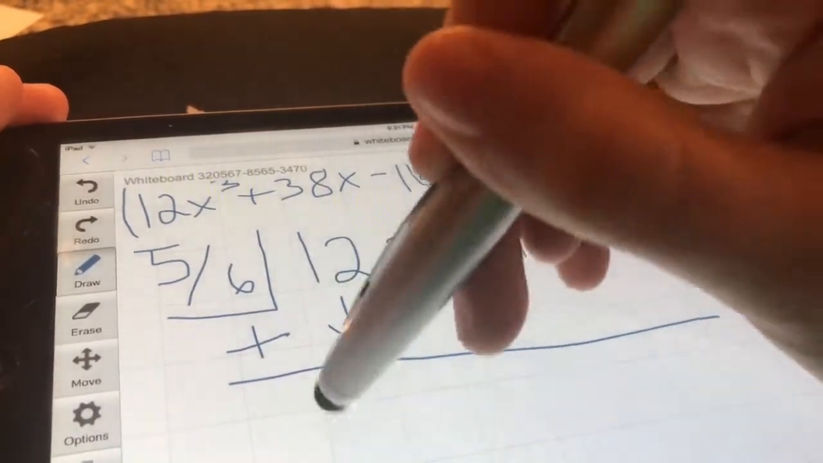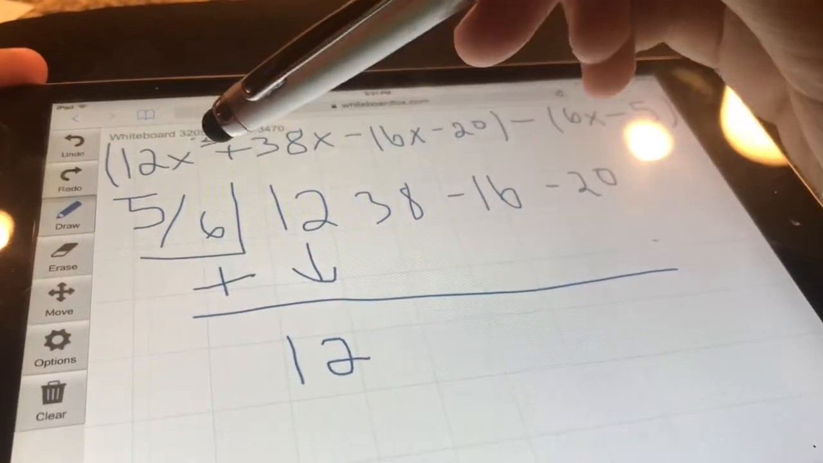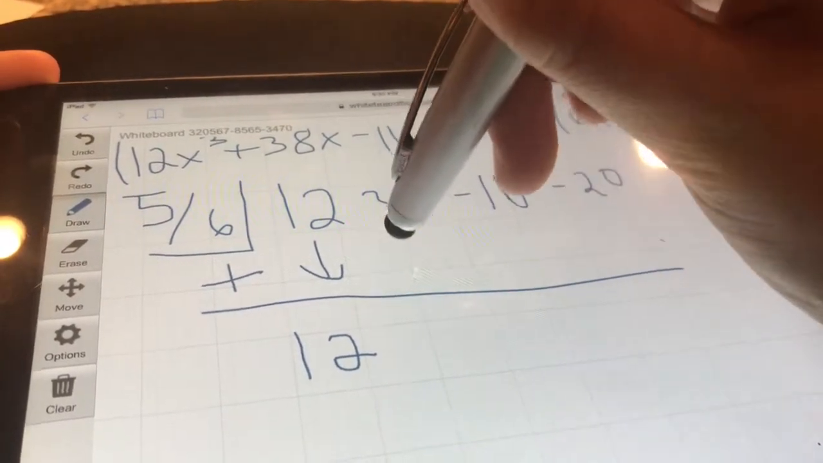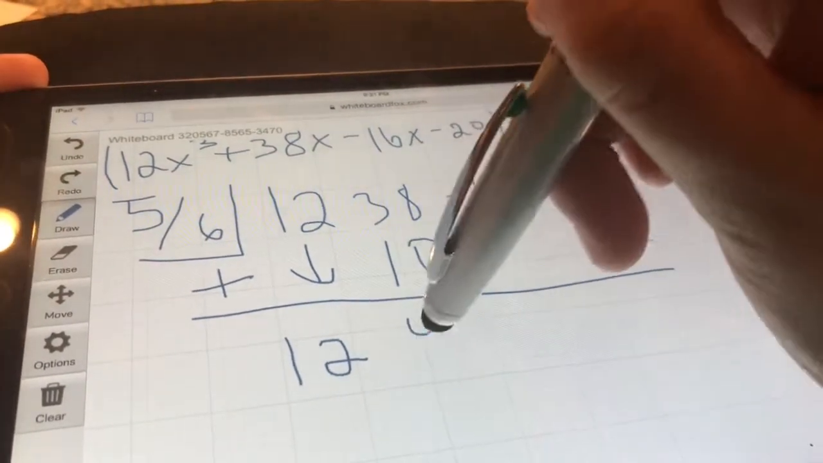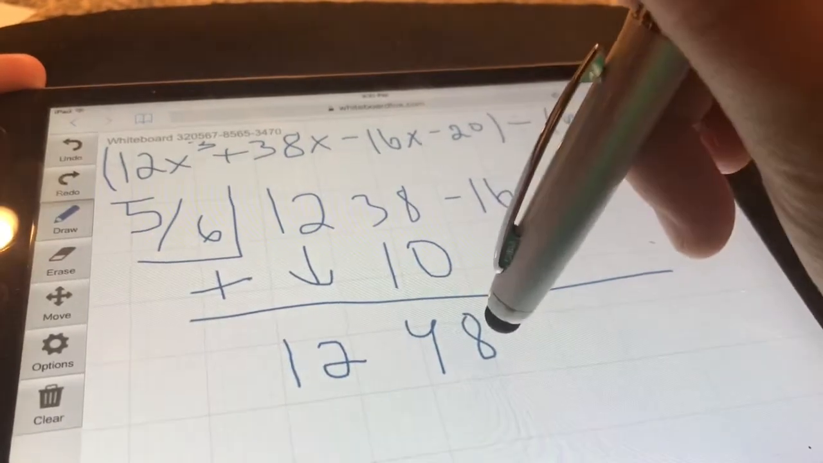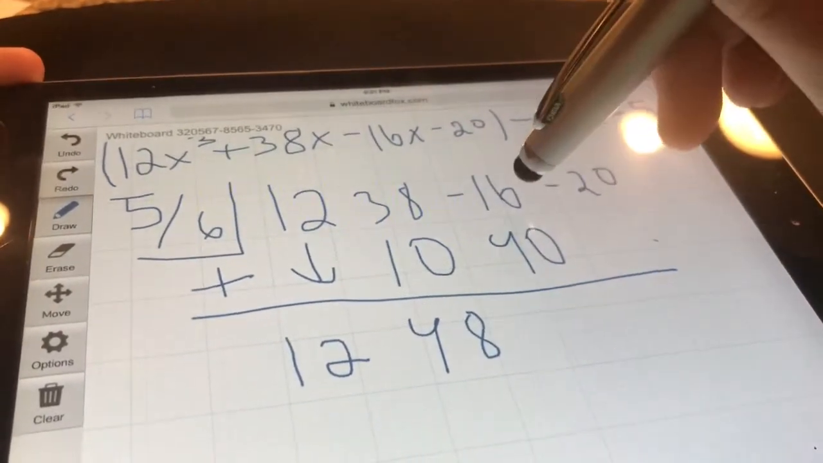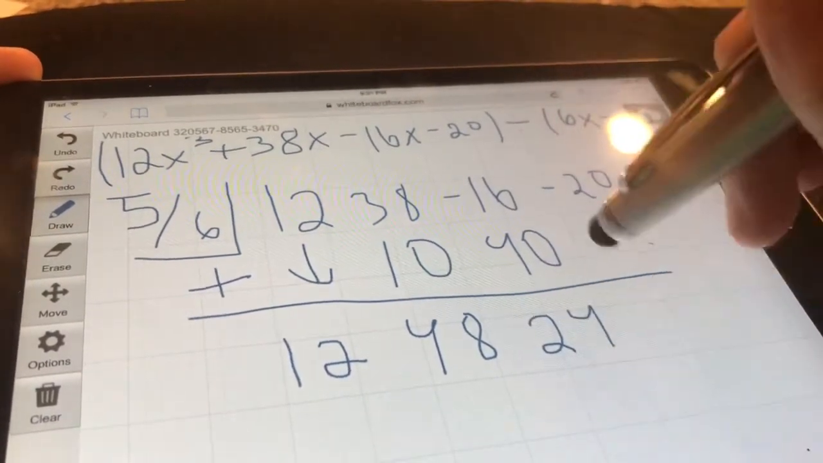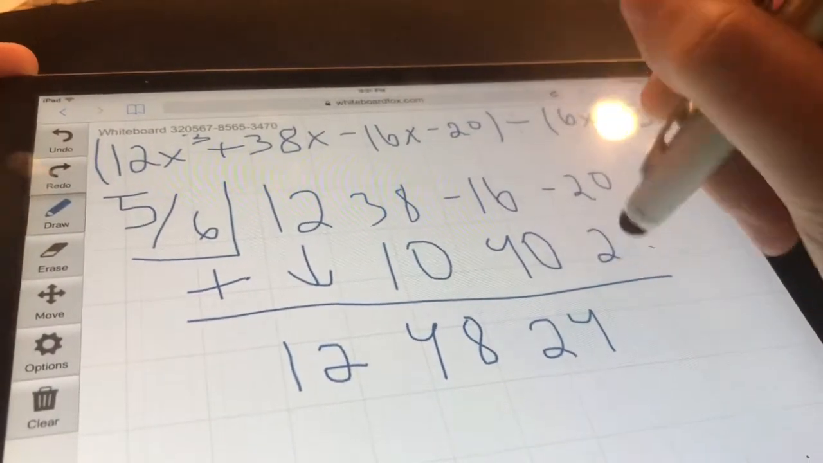Okay, so then you bring down your 12, like we did in the first example. 12 times 5 sixths is 10. And then 38 plus 10 is 48. 48 times 5 sixths is 40. Negative 16 plus 40 is positive 24. Positive 24 times 5 sixths is 20.